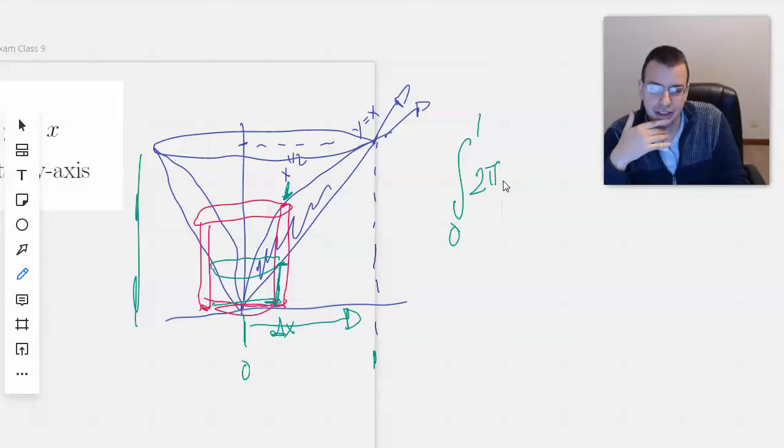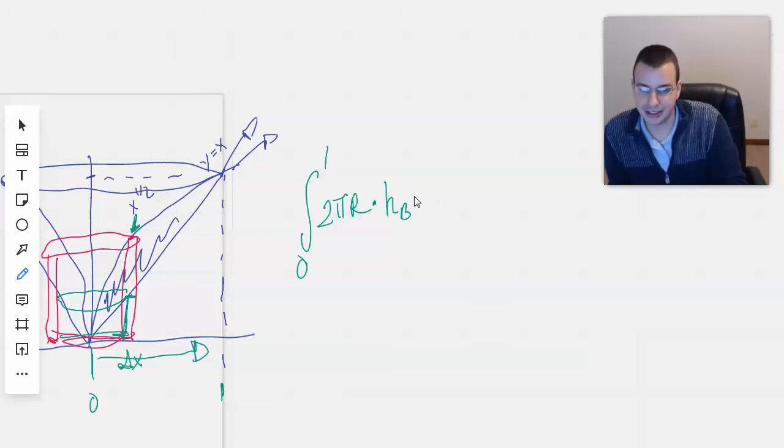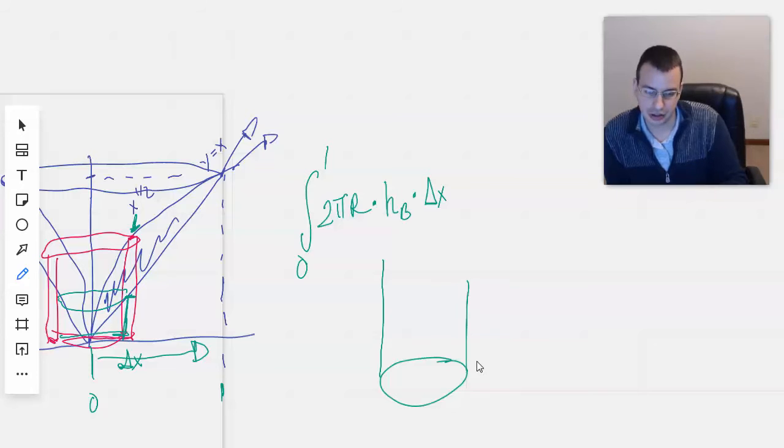The area around a cylinder is 2 pi r, and then we'll multiply it by a height. I'm going to call this height big H for the top one. And then we're going to multiply it by dx, delta x. So what this 2 pi r does is it gives us a circle like this. The h gives us a height to the cylinder, and then the delta x gives us a thickness, which will then be able to give us a volume.